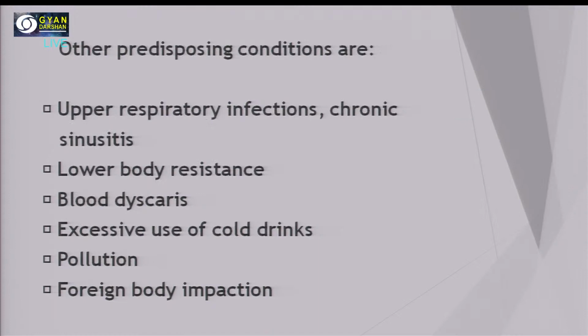Other conditions are upper respiratory infections, sinusitis, some low immunity or low body resistance, body dyscrasias. There can also be bleeding disorders within the body. Excessive use of cold drinks can be there. Children nowadays drink a lot of cola and Pepsi, and as a result of this, they usually fall prey to chronic infections of their tonsils and end up having tonsillitis, thereby going for tonsillectomy.